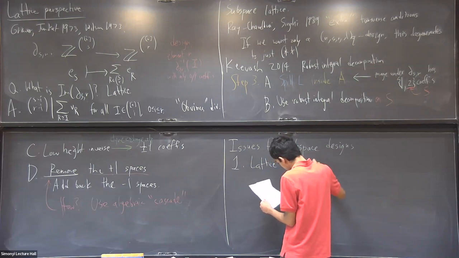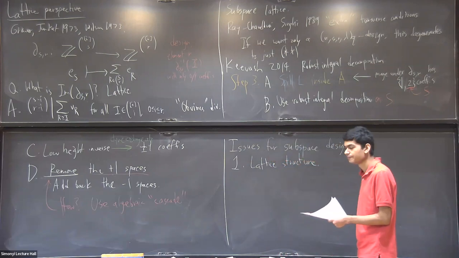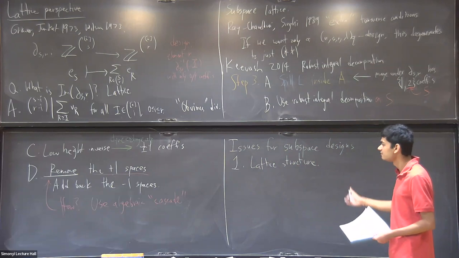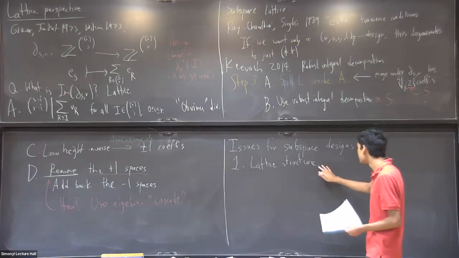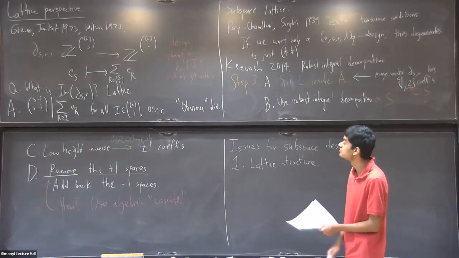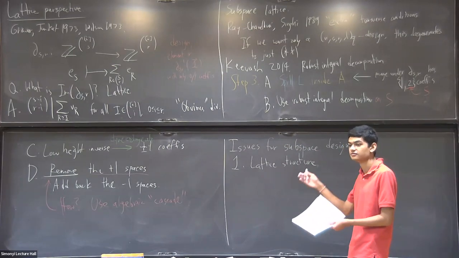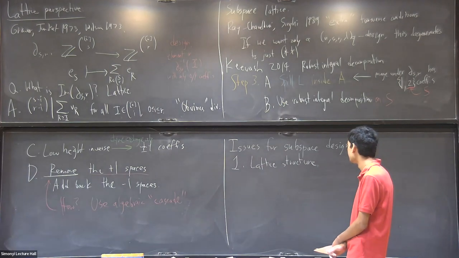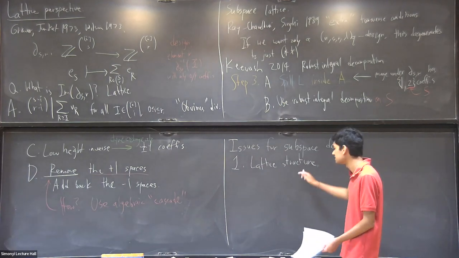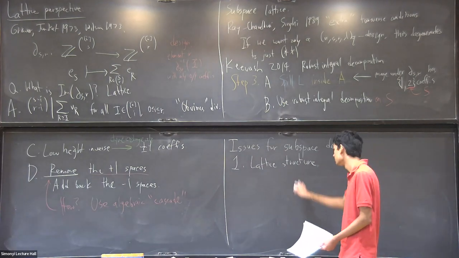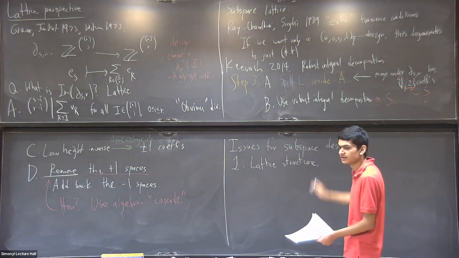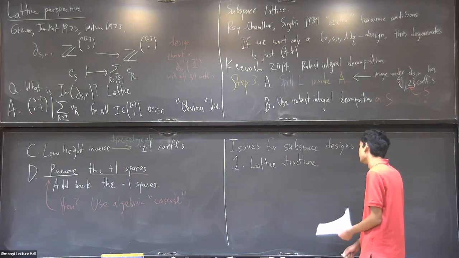The first is the lattice structure. And in fact, even in some of the follow-ups to existence of designs, doing more complicated things like resolvable designs, orthogonal systems, all of that, even in those, the lattice can get a bit more complicated as well. But for us, it's quite annoying to handle, in fact.